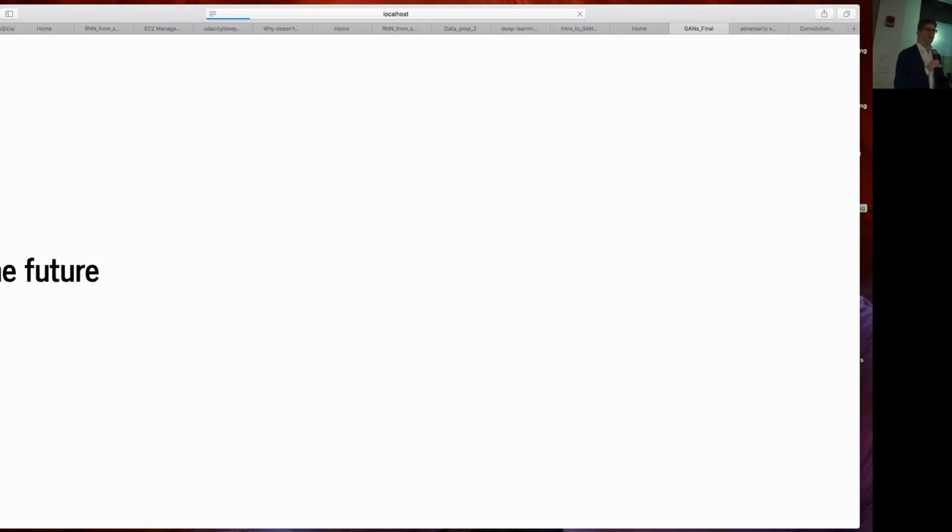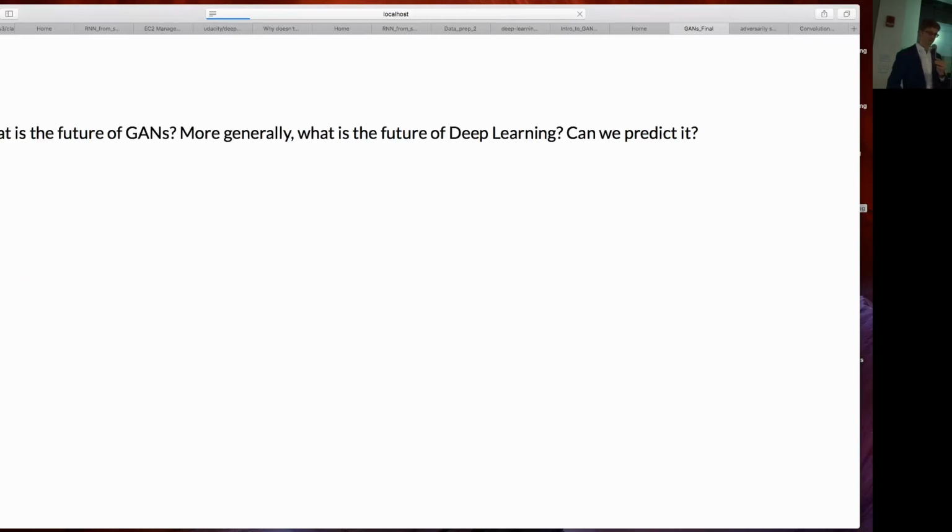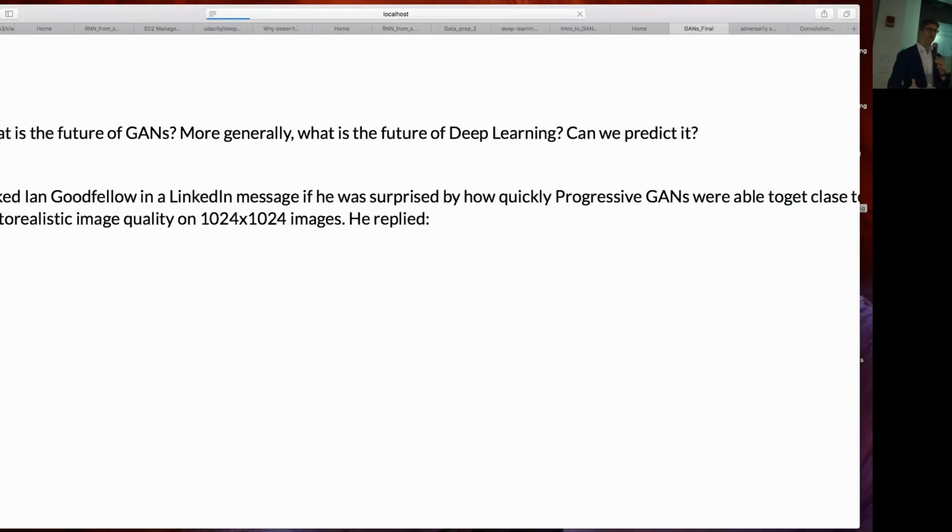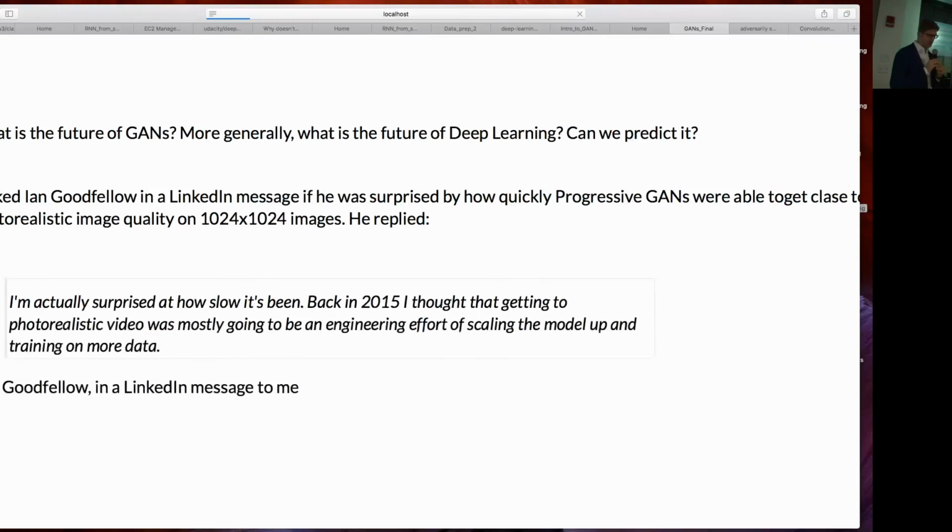So finally, what is the future of GANs? About a month or two ago, I sent Ian Goodfellow a message on LinkedIn, and he very graciously responded, and we've had just a few messages back and forth. And in one of the messages, I asked him, are you surprised by these results from progressive GANs? Was this shocking to you or what? And his reply really surprised me. He said, I'm actually surprised how slow progress in GANs has been. Back in 2015, I thought that getting to photorealistic video was mostly going to be an engineering effort of scaling the model up and training on more data.